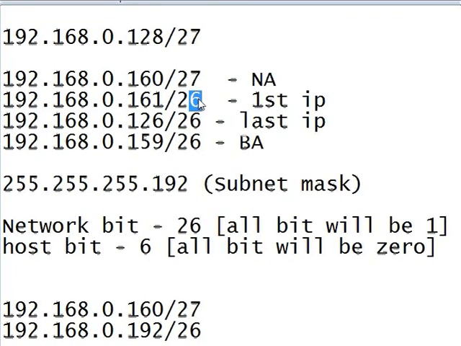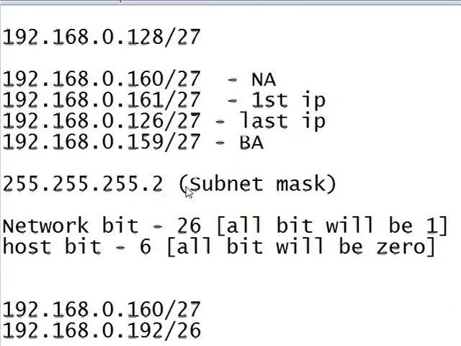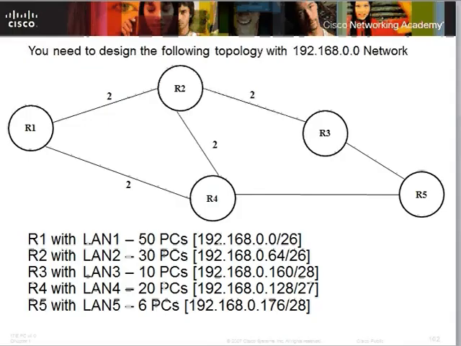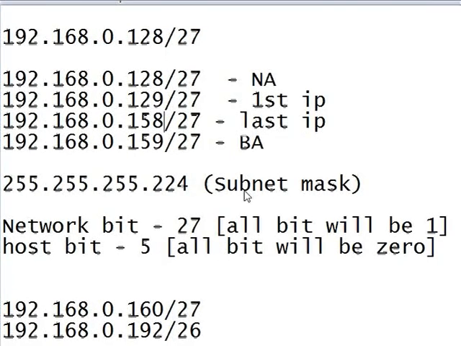Since this is all /27, this is how I will be calculating my subnet mask, because network bit is 27 and host bit is 5. This is 128, this will be 129, and this will be 158. So this is my first IP, last IP, and all those things. Now next is 10 PC. So I have created the third subnetwork.